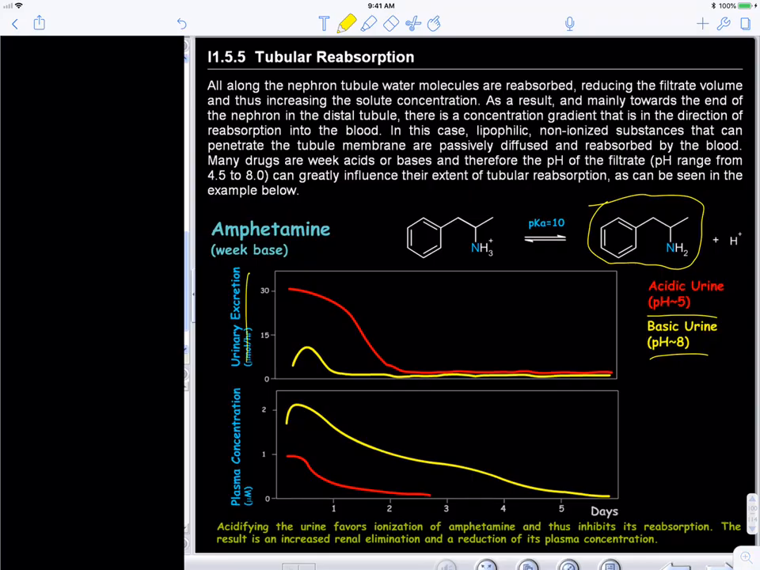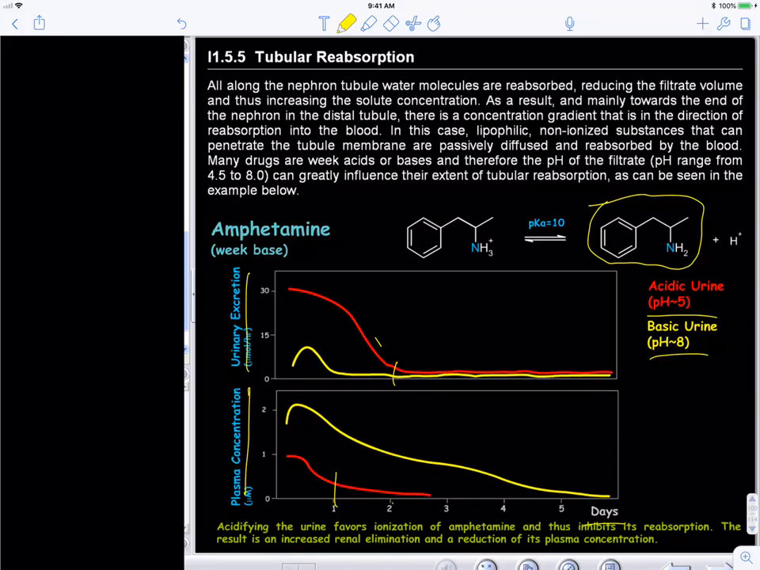So here, if we look at urinary excretion per day, we see that when urine is acidic, then amphetamine gets excreted pretty fast. By the second day after administration, it's almost completely out. When urine is basic, instead, very little amphetamine gets excreted. This can be seen also by looking at the plasma concentration. So for this reason, when urine is acidic, the plasma concentration of amphetamine is low very quickly. So within a day most of it is out.